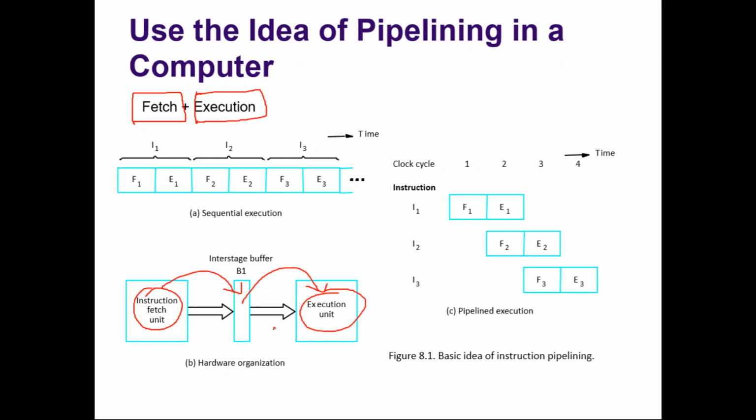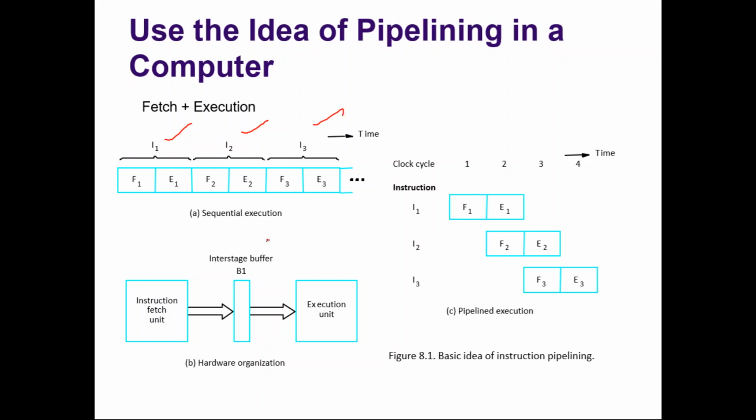Now let us say that there are three instructions to be executed: instruction 1, instruction 2, and instruction 3. If you are executing these instructions without using the pipelining concept, how many clock cycles will it take? Let us see. The first instruction will be fetched during the first clock cycle and executed during the second clock cycle. The second instruction will be fetched during the third clock cycle and executed during the fourth clock cycle. The third instruction will be fetched during the fifth clock cycle and executed during the sixth clock cycle.